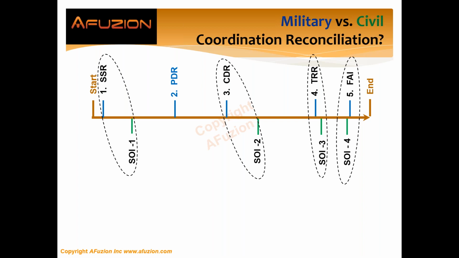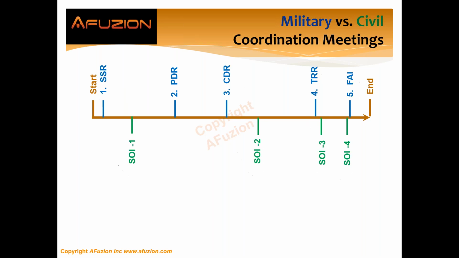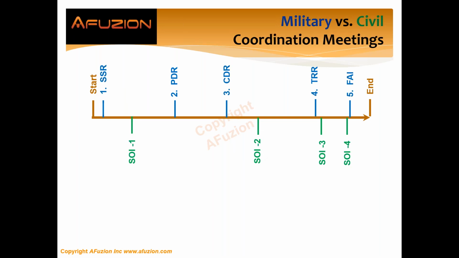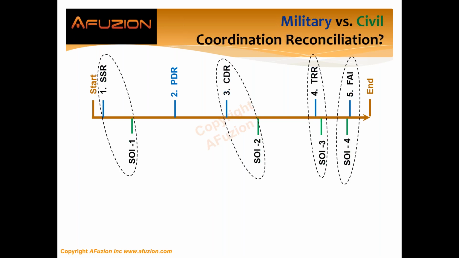Well, in civil, we say, you know, let's do an SOI2 when everything's complete, or we can prove that we're minimum 50% complete at a minimum. That's using 8110.105 and 49. So what we recommend doing is this: combining SSR, SOI1, having a separate PDR, and then combining CDR and SOI2. They're almost the same. TRR is right before SOI3, so let's just combine it.